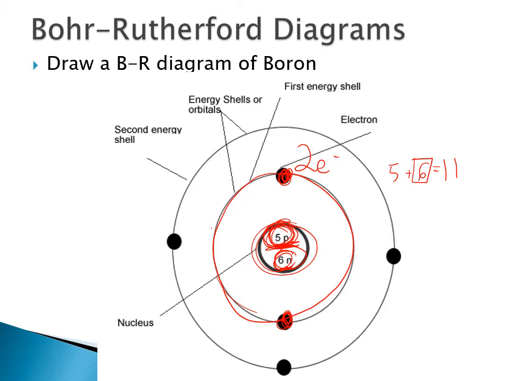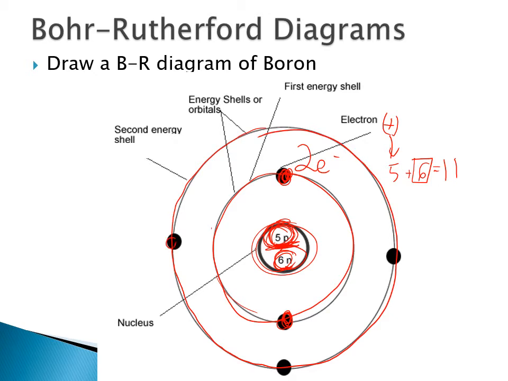So the rule is that the nature of the universe is that the first shell can only hold 2 electrons. But you see that boron has 5 electrons, right? Because if it has 5 of these positively charged protons, then it also has to have 5 electrons in order to be neutral. So if only 2 can fit in the first shell, we're going to need another shell to fit the other remaining 3.